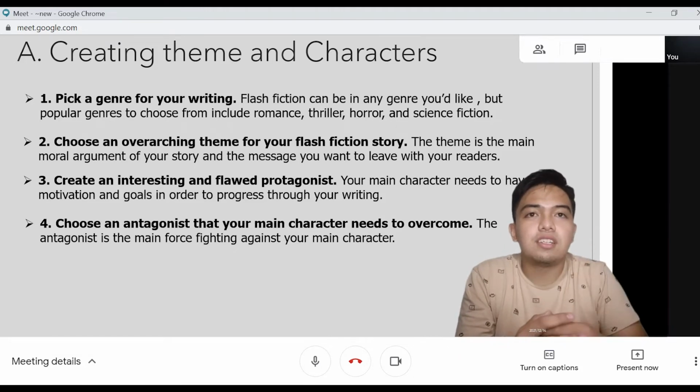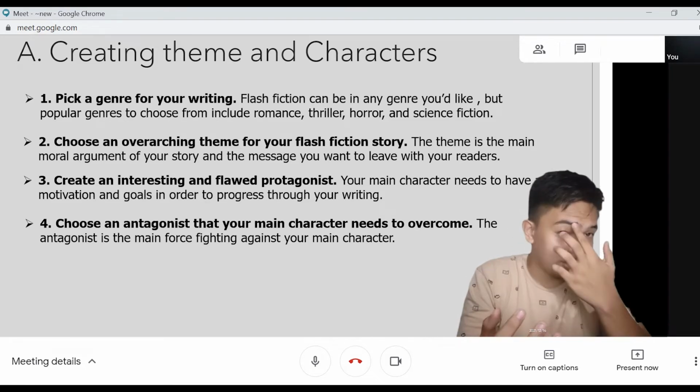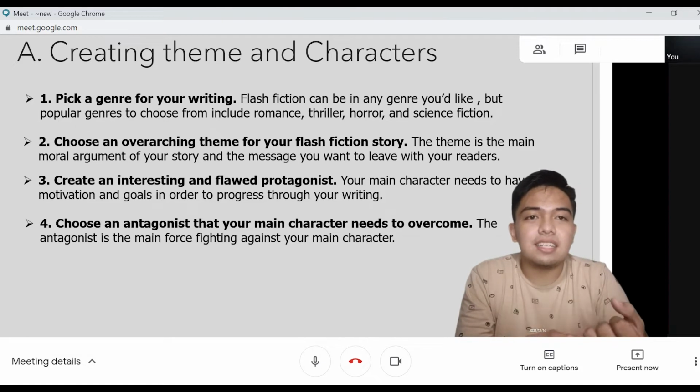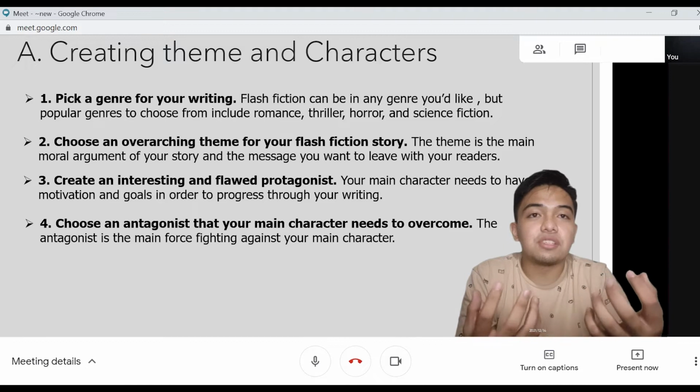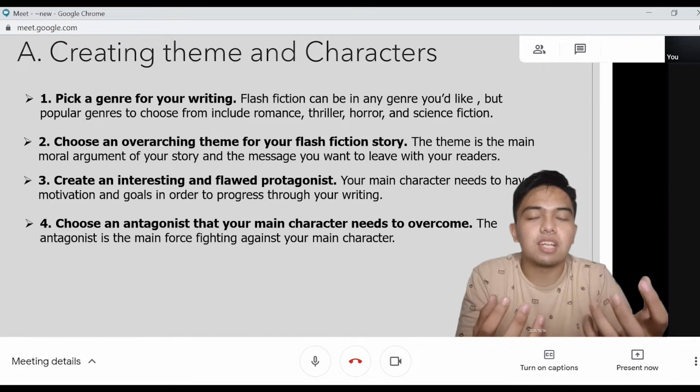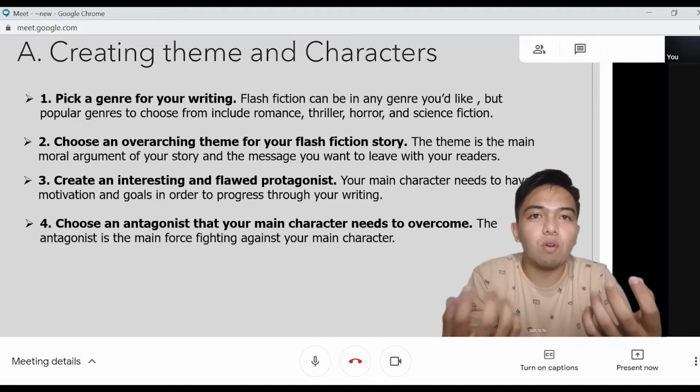Number 4, choose an antagonist that your main character needs to overcome. Of course, a protagonist always meets with the antagonist. The antagonist is the main force fighting against your main character. Your antagonist could be another character, something in nature, or even an internal struggle. Make sure your antagonist directly affects your protagonist and the outcome of your story. For example, your protagonist could be someone stuck in the forest and your antagonist could be a wolf trying to hunt them.